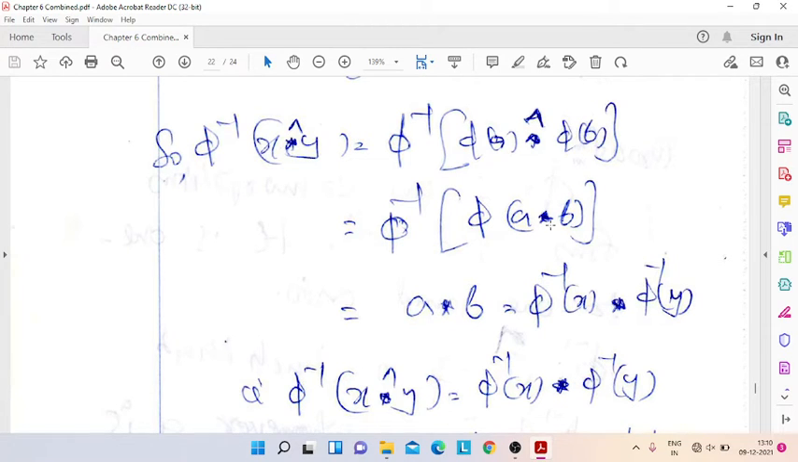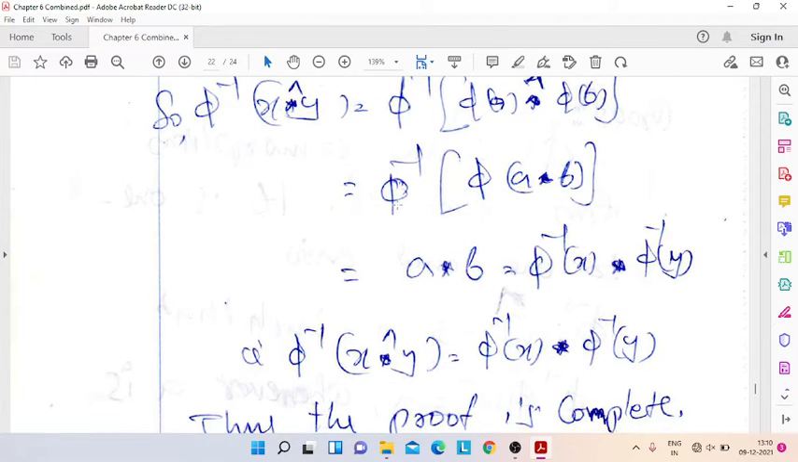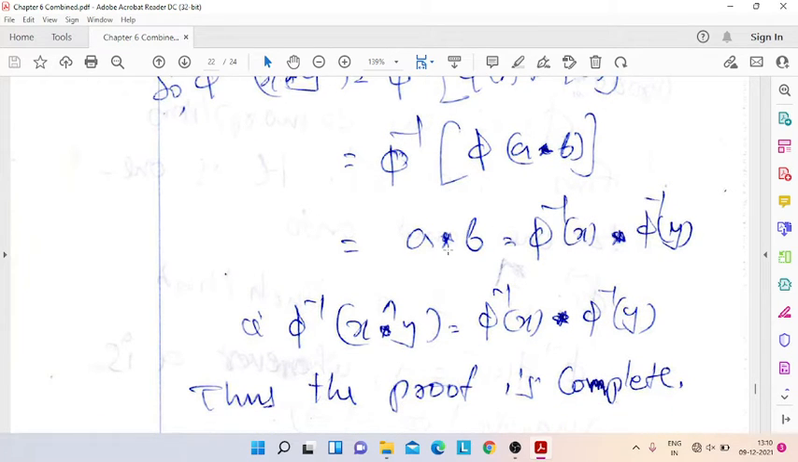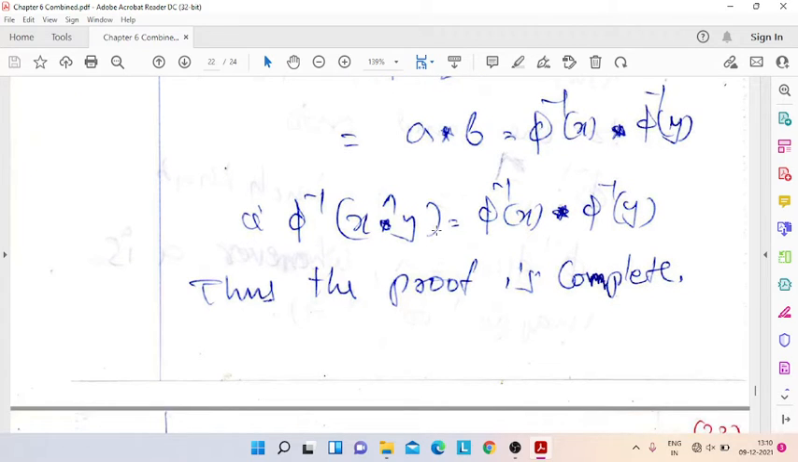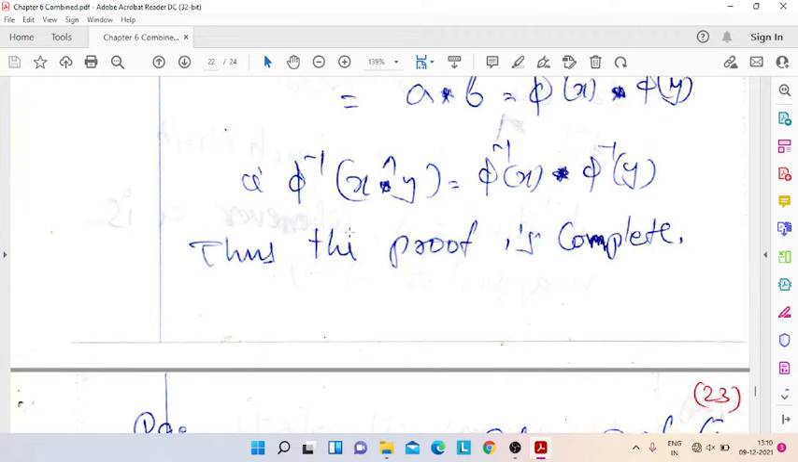So phi of a star b, and this star is the operation in the first group; a and b are elements of the first group. Then we take phi inverse of phi of a star b, and phi inverse and phi cancel each other, and we get a star b. But a and b equal phi inverse x and phi inverse y respectively.